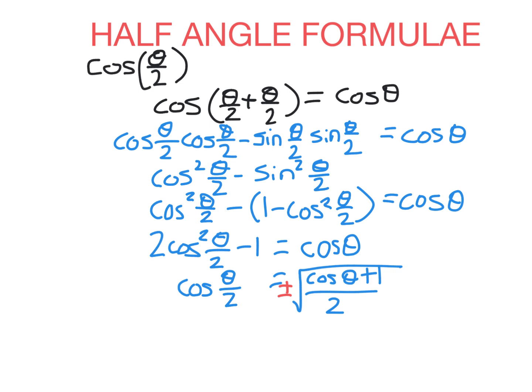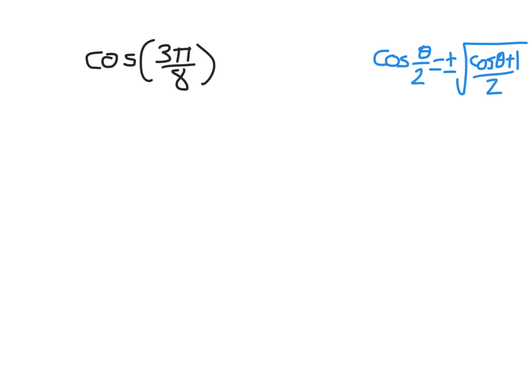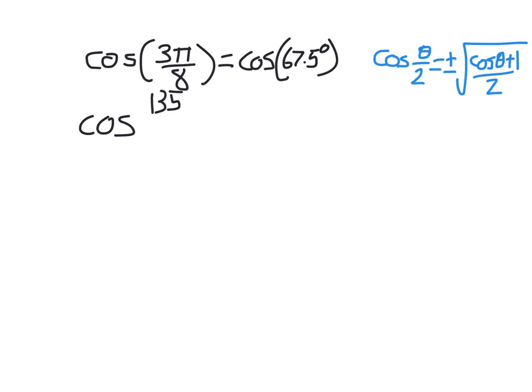So let's now use this to devise an exact value. We'll come up with an exact value for cos of 3 pi on 8. Most people prefer working in degrees, and that's not a problem. 3 pi on 8 is 67.5 degrees. So what we really want here is cos of 135 over 2. This is going to work because we know the exact value of cos of 135.